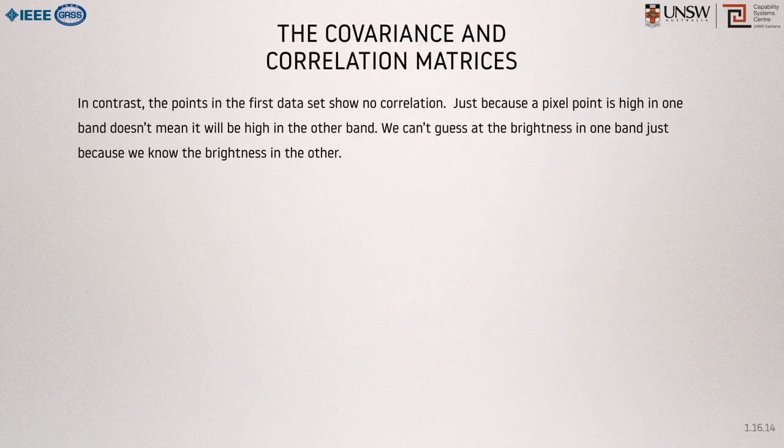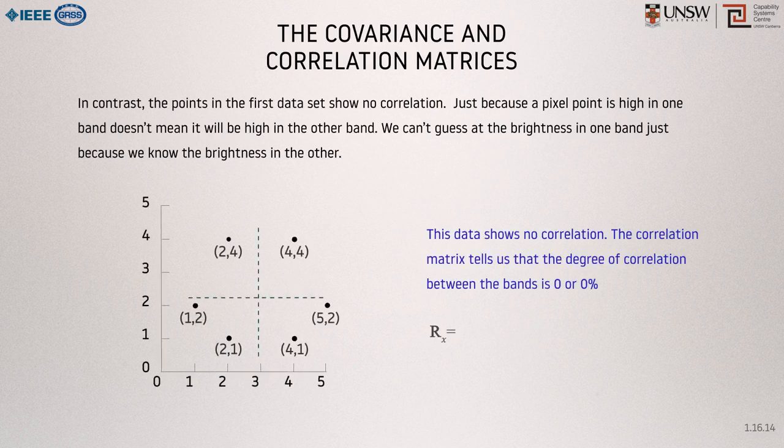As a reminder, for the first dataset, the points do not distribute other than as parallel to the axes. There is no correlation between the bands, and one cannot say that a pixel will be bright in one band if it is bright in the other.